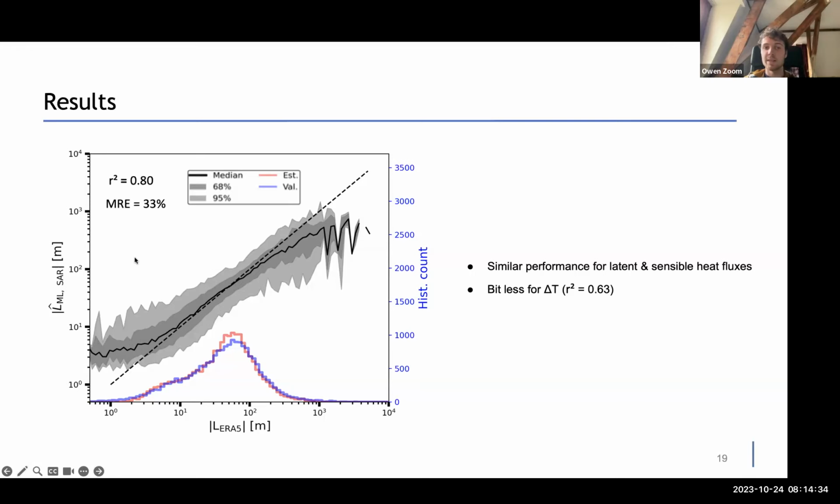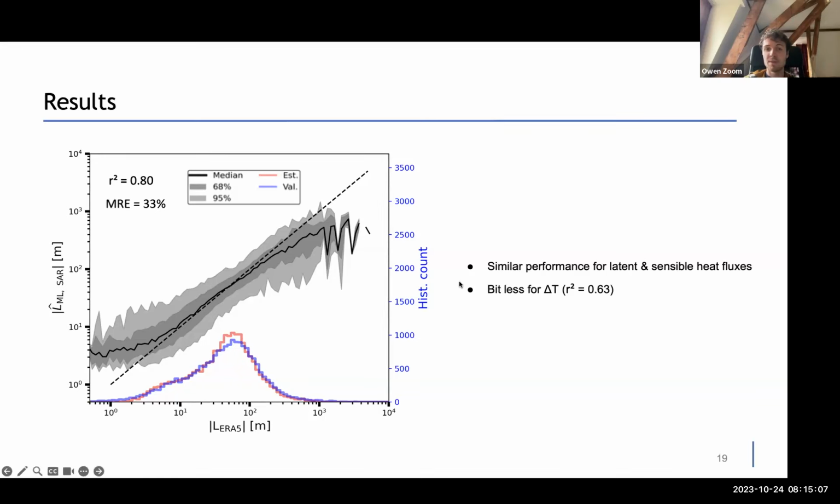And using this architecture where we train regression models on spectral parameters, we're able to explain approximately 80% of the variance with respect to our validation, with a median relative error of about 30%. So if the true value of Obukhov length is minus 100, 50% of our estimates would be between approximately minus 130 and minus 70 meters.